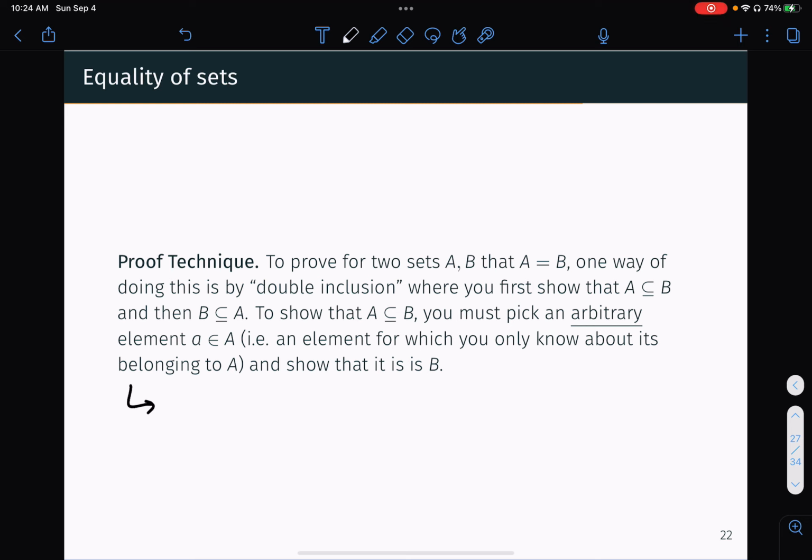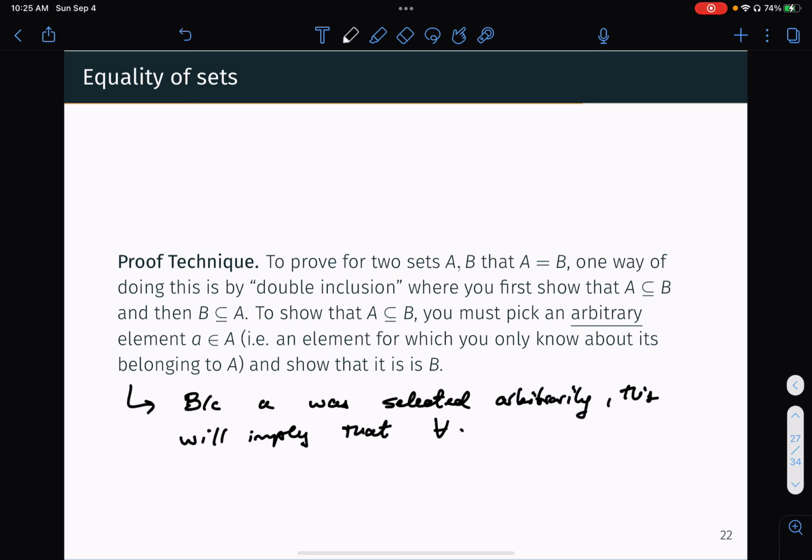So that will imply that because little a was selected arbitrarily, in fact, for any little a in the set A, this little a will also belong to B. And this is the definition of a subset. So this implies that the set A is a subset of the set B.